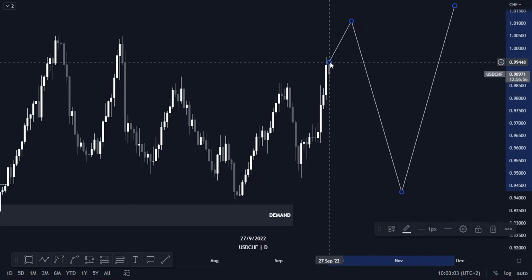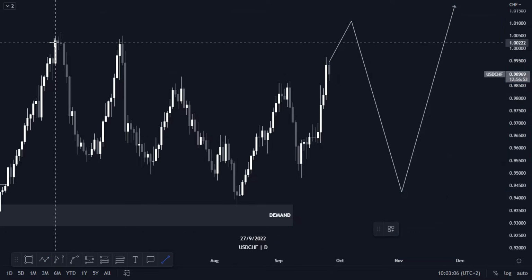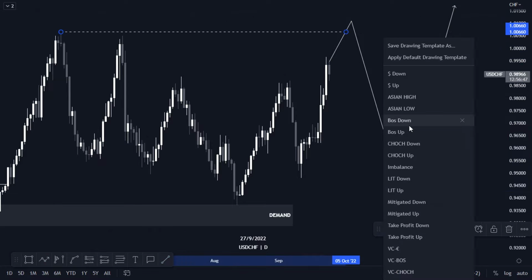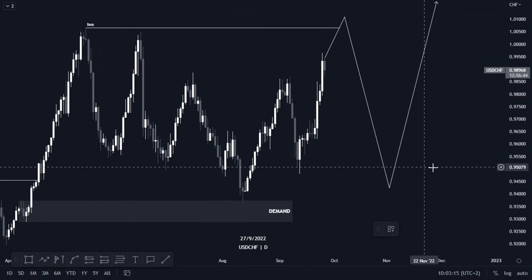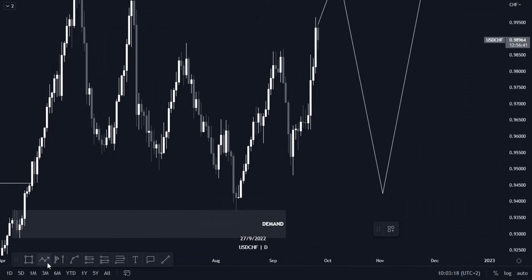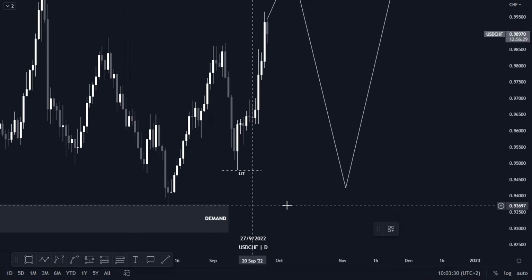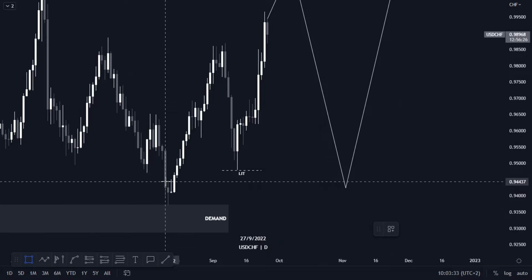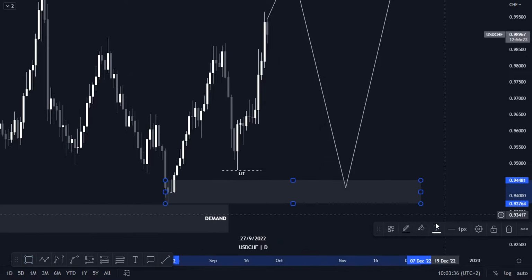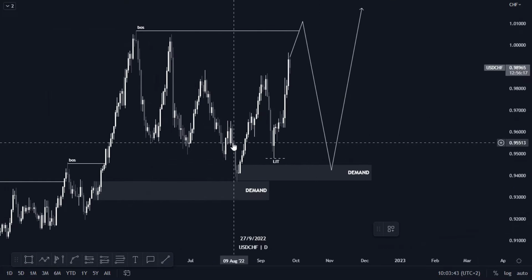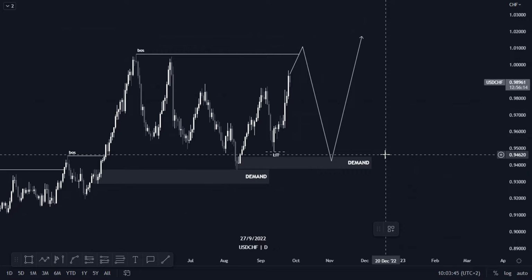Okay, and now when the USD CHF breaks this high, it's going to create a breakout of structure here, and we have a form of inducement trap here, a form of liquidity inducement trap. So I will be expecting USD CHF to come to this monthly demand area level and push to the upside. Okay, so this is my top down analysis for USD CHF.